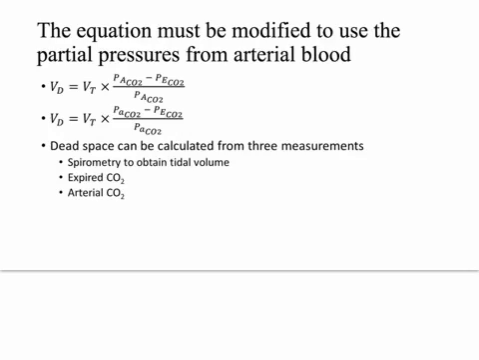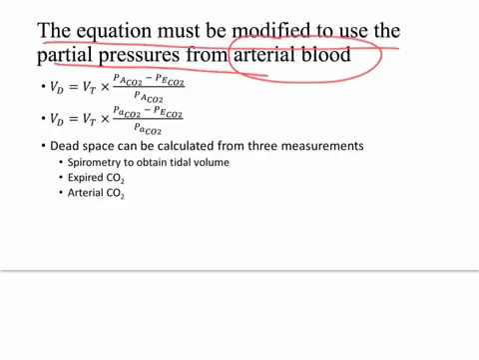And that's basically what I said here. You modify the equation so that the partial pressure is from the arterial blood. And then you come up with this equation, which is essentially the same thing. And the bottom line is that dead space can be calculated, but in order to calculate it, you have to get 3 different measurements.